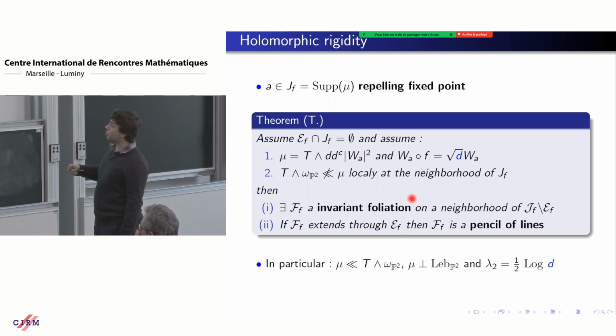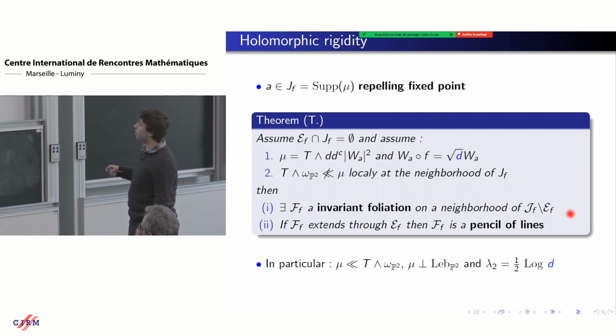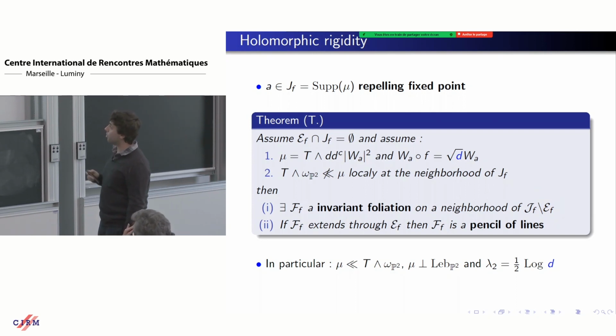Then it is possible to create an invariant foliation that lives on a neighborhood of the big Julia set, minus this special set that I will give you a definition of in a second. And if you are able to do that, and if you are moreover able to extend the foliation a little bit through this special set, which is an algebraic set, I will give you the definition in a few seconds, then you can show that the foliation is a pencil of lines.